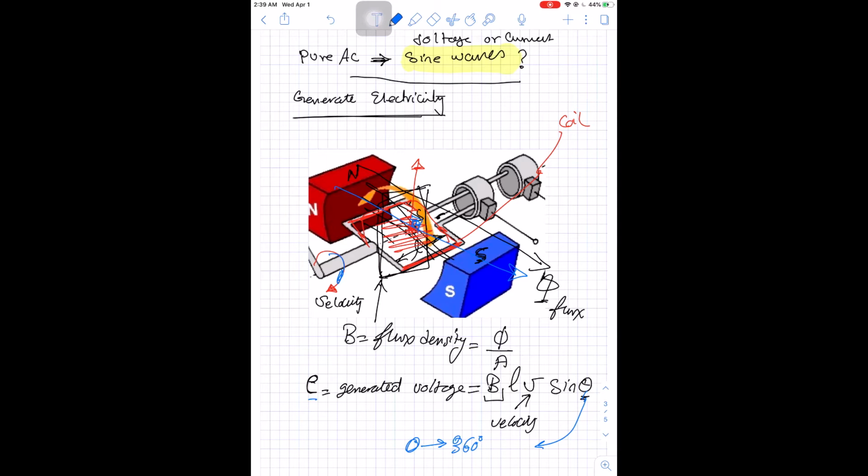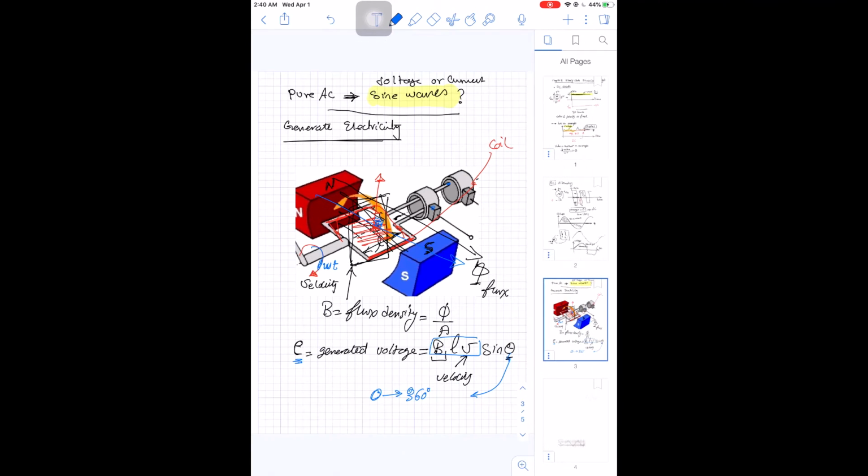So what you have now is the generated voltage equal to a value. B is a scalar value, L is a scalar value, velocity is a scalar value, while theta is variable with time. Theta is actually your omega, your speed in radians per second, multiplied by t. So theta is changing with t, from 0 to 360. What you are generating between these two terminals of the coil is a voltage, and this is how we generate voltage. So the generated voltage will have the following function.